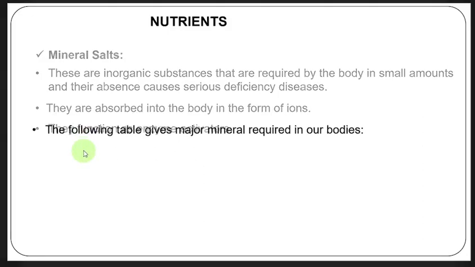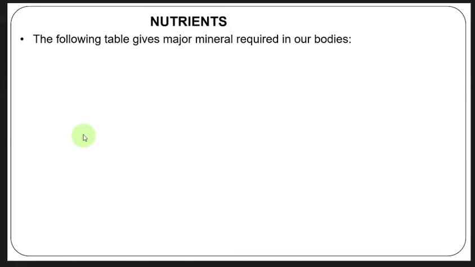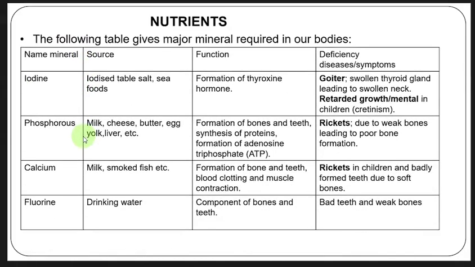All right. So now we have this table here, and this table gives us the major minerals required in our body. So here we have the name of the minerals, here the source of the mineral, here the function of the mineral, then here we have the deficiency disease or symptoms of that mineral when it is not provided in our diet. All right, so let's begin with iodine.